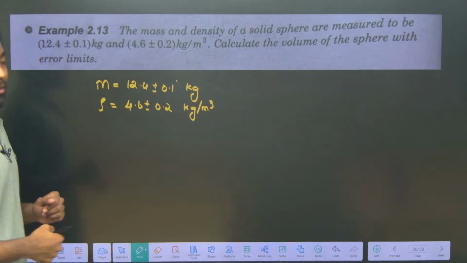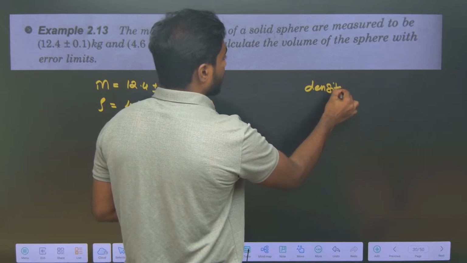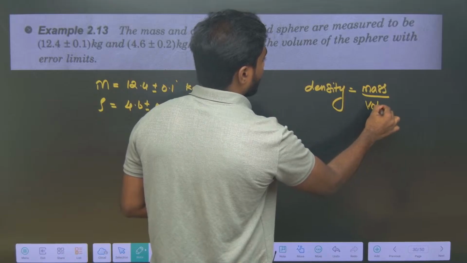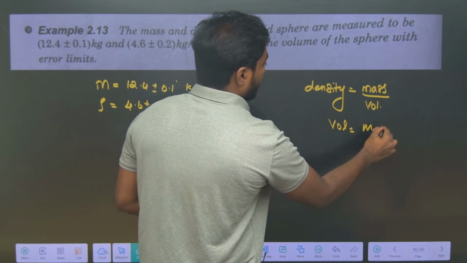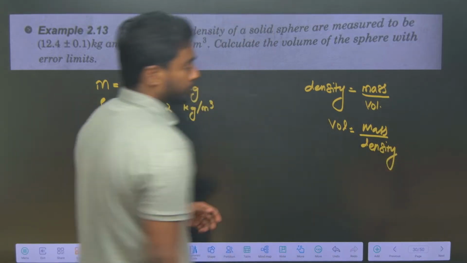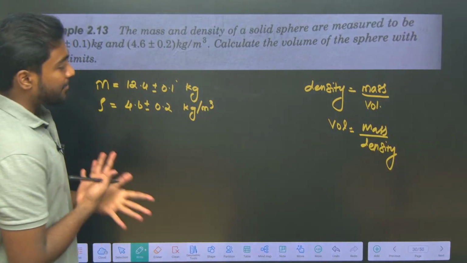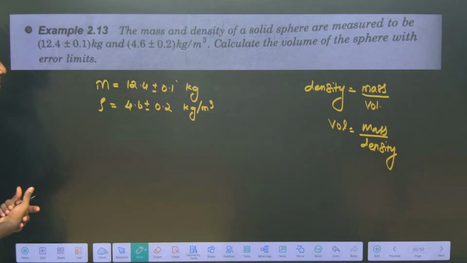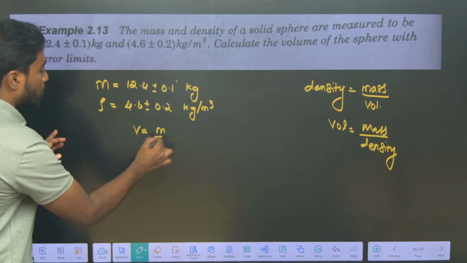Calculate the volume. So density is equal to mass by volume. So volume will be equal to mass by density. Okay, mass by density, right? Now mass by density in the sense division. So division we can easily do, na? Simple. V will be equal to m by rho. What is m here?